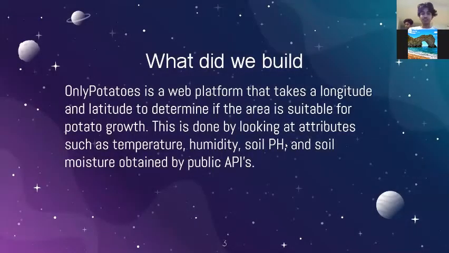What did we build? Only Potatoes is a web platform that takes longitude and latitude to determine if an area is suitable for potato growth. This is done by looking at attributes such as temperature, humidity, soil pH, and soil moisture obtained by public APIs.